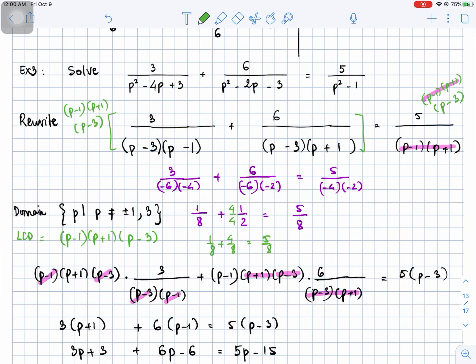Now we need to simplify the left-hand side. The 1/2 we will multiply by 4. Then 1 over 8 plus 4 over 8 gives us 5 over 8. Then that is a true statement. We can conclude that the solution is -3.